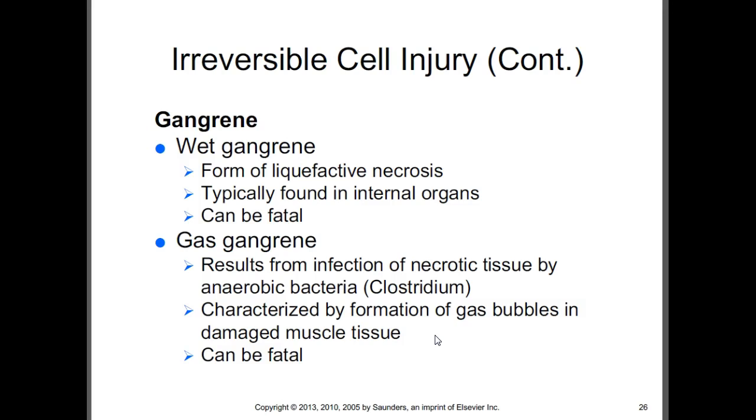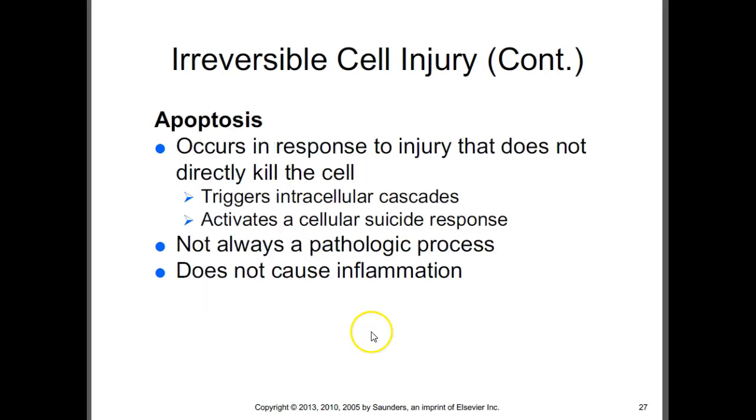And if you remember, Clostridium is anaerobic, which means oxygen is toxic to this type of bacteria, right? Basically it forms a bunch of gas bubbles in damaged tissue and can be fatal. The way we can try to combat gas gangrene is by attacking the Clostridium with oxygen. So like a hyperbaric chamber with 100% oxygen may be able to stop the gas gangrene from spreading.